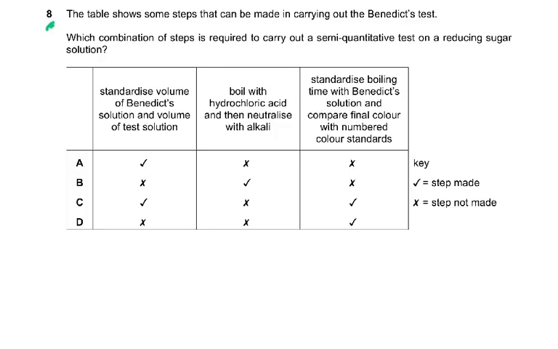Question number 8. The table shows some steps that can be made in carrying out the Benedict's test. Which combination of steps is required to carry out a semi-quantitative test on a reducing sugar solution? So why would you boil it with hydrochloric acid? That's not a reducing sugar, that's a non-reducing sugar. So this should not be done. So that is why the answer is C.